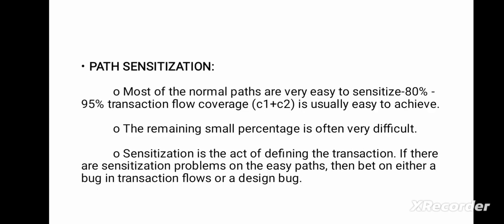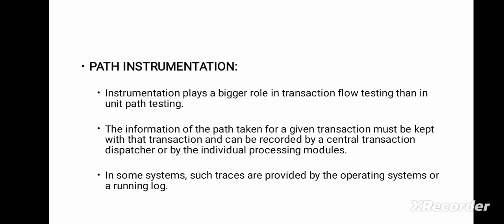Through that we can also conduct sensitization. Sensitization means the act of defining the entire transaction, and through that we can easily identify bugs. Also, the instrumentation technique is used to identify whether there is any flaw in our code. Path instrumentation is nothing but additional code which is used to identify errors in our path flow. It doesn't affect our entire code.